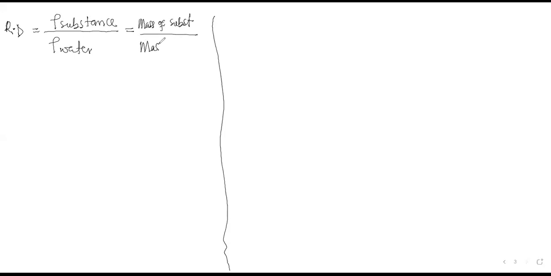So we have identified so far two relations for relative density. Density of substance over the density of equal volume of water. Then, from the density formula, we have also seen that relative density is mass of substance over mass of equal volume of water.